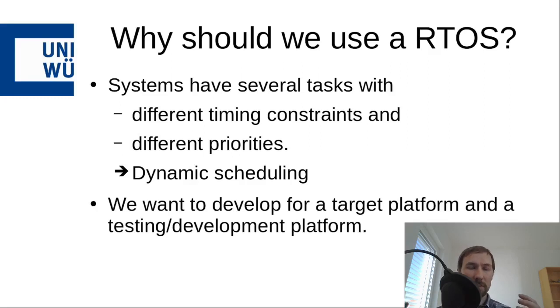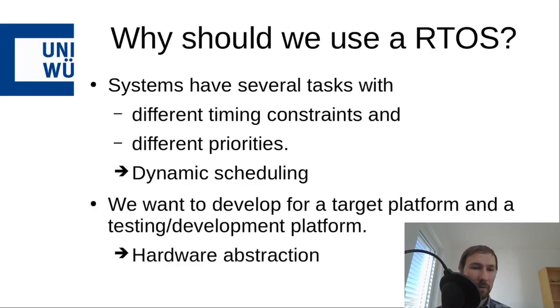Another advantage is the hardware abstraction. So you develop on a desktop computer, for example, but you want to run your final software on some target hardware platform. And you don't want to test your software every time on the hardware platform. Maybe you want to test it also on your desktop computer where you develop the software. That means that the software should run on both systems, the desktop computer and the target platform. And this is where this hardware abstraction comes into play.